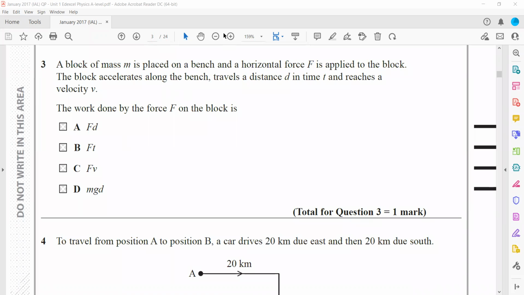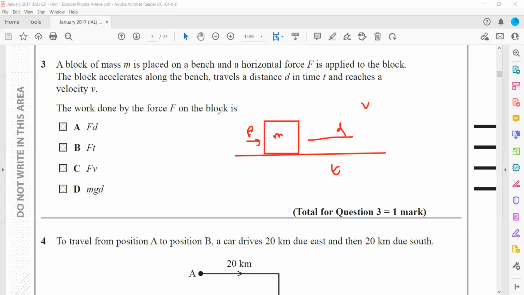A block of mass M is placed on a bench and a horizontal force F is applied on the block. The block accelerates along the bench, travels a distance d in time t, and reaches a velocity v. What is the work done? So there is a block placed on a horizontal bench. The mass is m, the force applied is F, the distance moved is d, the speed at this point is v, the time taken is t.